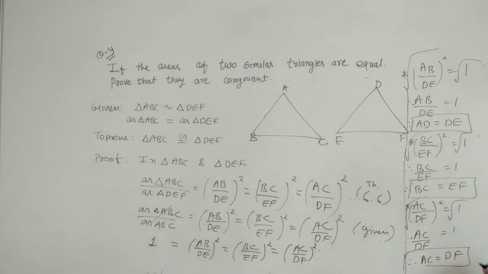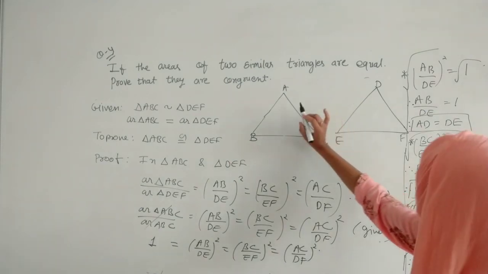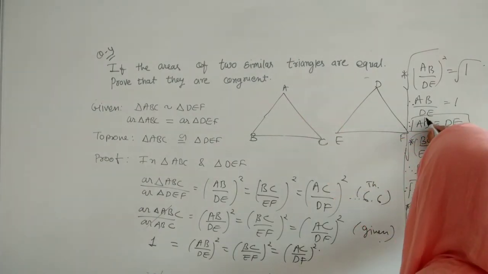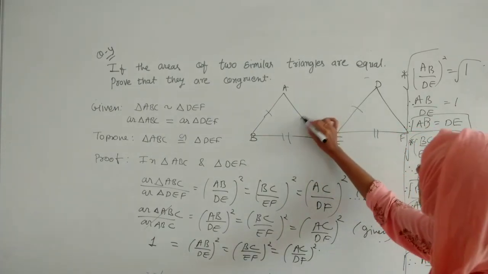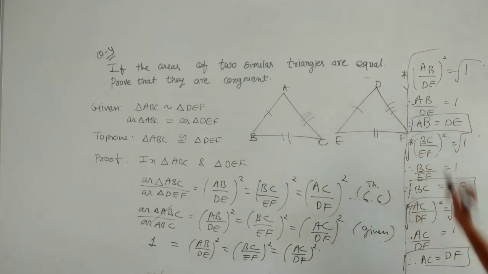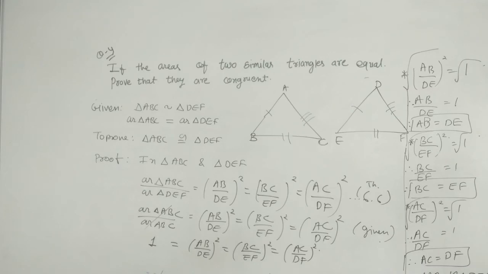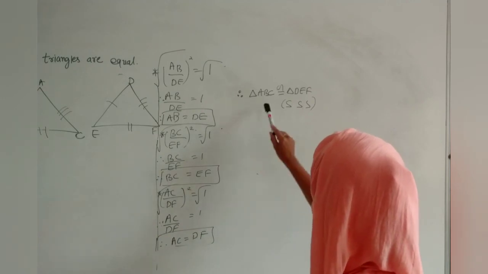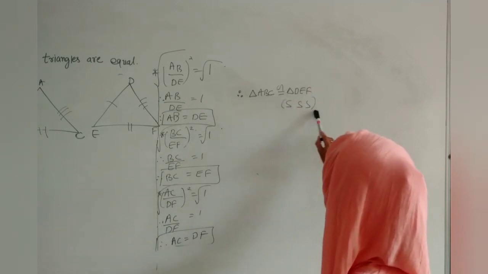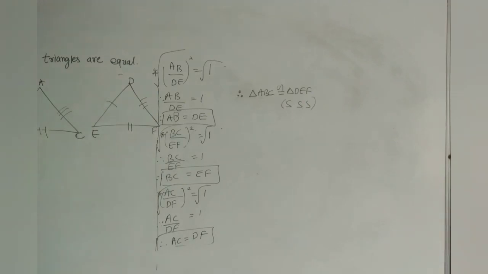So from these 1, 2 and 3, we can write that this side AB equals DE, BC equals EF, and AC equals DF. So we can write triangle ABC is congruent to triangle DEF by using which criteria? Side criteria. By using these three things, you can write triangle ABC is congruent to DEF, by the side criteria. This question was very easy. We have to do all these things, and this is a very important question.